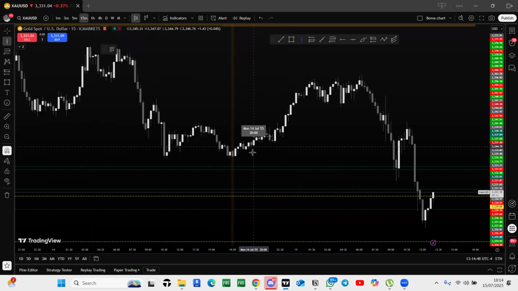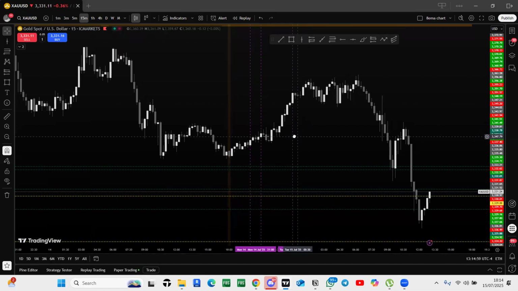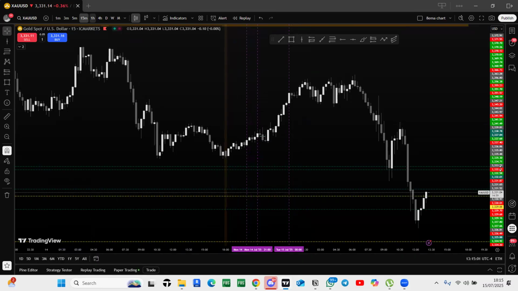I'm going to put one at 8 p.m. Okay, I'm going to put another one at 9 p.m. I just like to do this immediately before I start trading, and the last one at 12. Okay, so this is the 15-minute chart. I'm going to zoom in a bit.